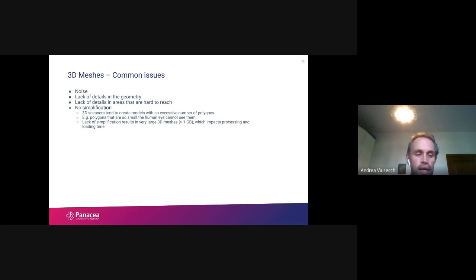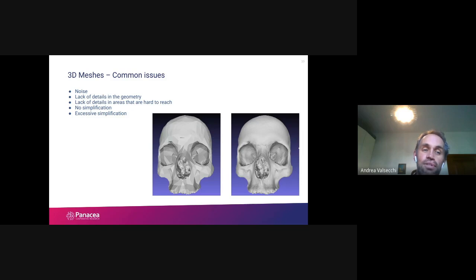Every 3D scanning software will provide this feature, but you need to know that you need to use it. It's called simplification, and it will greatly reduce the size of the meshes that you are producing. Of course, you can also do it too much, so you can have an excess of simplification, and you are going to lose all the detail in your model, so you should avoid that.